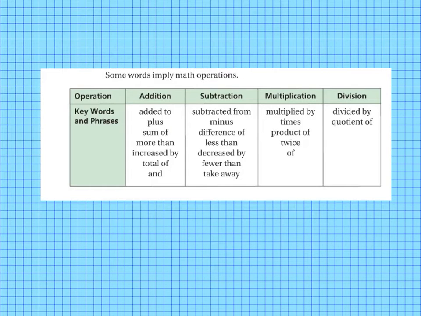There is a page in your math notebook, and you need to record these words in the table on that page. For addition, if you see the words added to, plus, sum of, more than, increased by, total of, or and, then you are going to think, oh, I might be wanting to add those things. And then write the words that mean subtraction under the subtraction heading, and multiplication and division. So go ahead and pause this and take a couple of minutes and write those words in your math notebook.